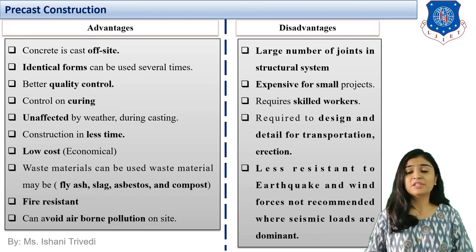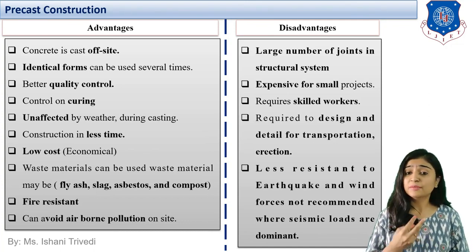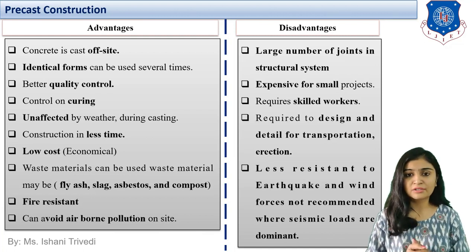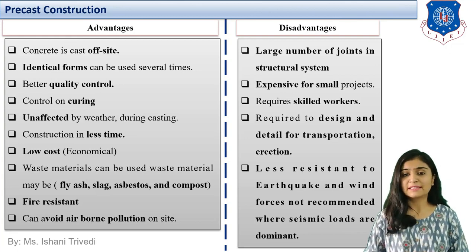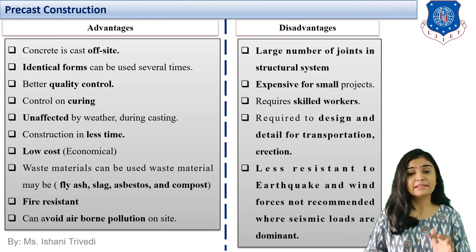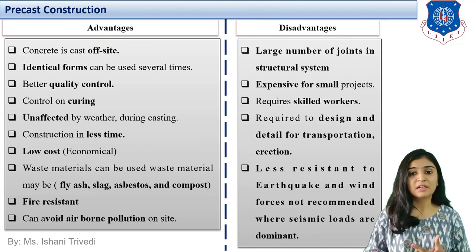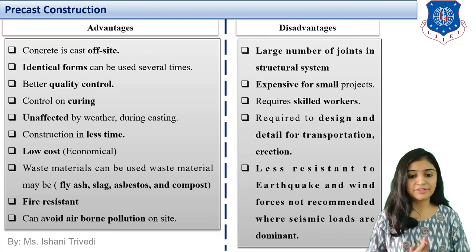About the disadvantages, we already know that handling and operational charges will be more. A large number of joints will be provided in the system. Obviously, we are going to connect these concrete members with the help of joints. Expensive for small projects, as I said, it will initially have a high cost, and requires skilled workers. It is required to design and detail the transportation and erection. As I said, this handling part is a bit tedious in this construction.